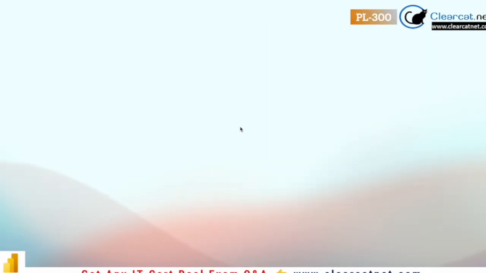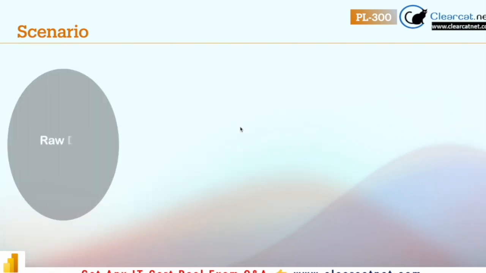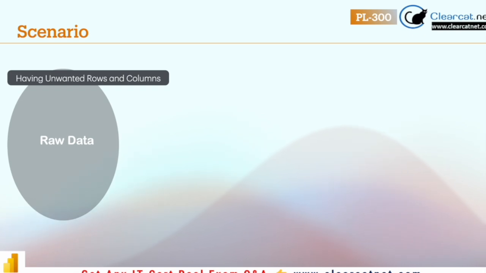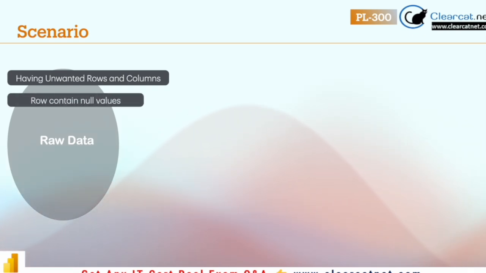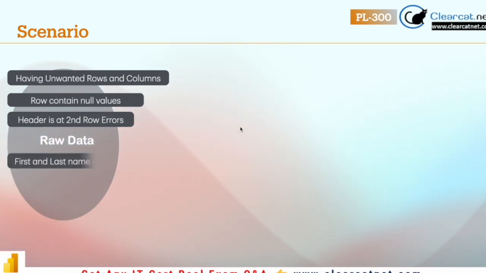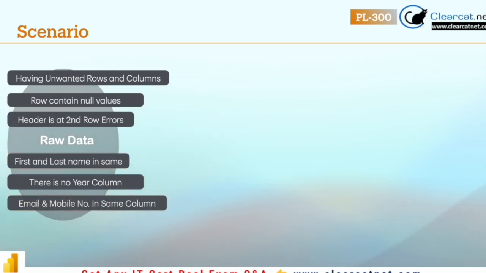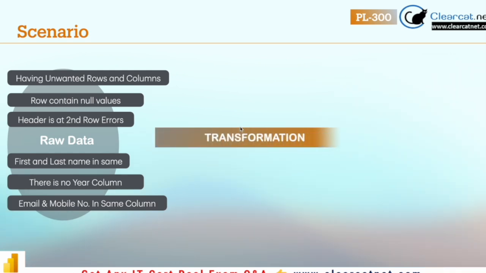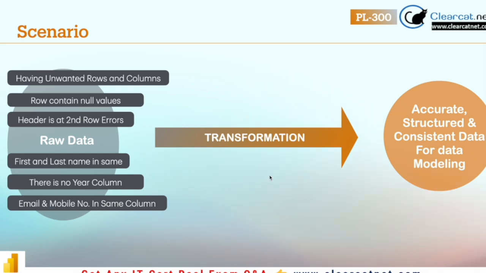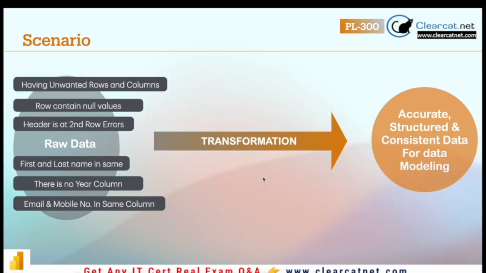Keep watching this video. We have taken a scenario in which we have raw data. In the raw data, we have unwanted rows and columns. We have a row containing null values. The header is at the second row with errors. First and last name are in the same column. There is no year column in the sheet, so we are going to create that one. Email and mobile number are in the same column. We are going to transform the data and get accurate, structured and consistent data for data modeling.